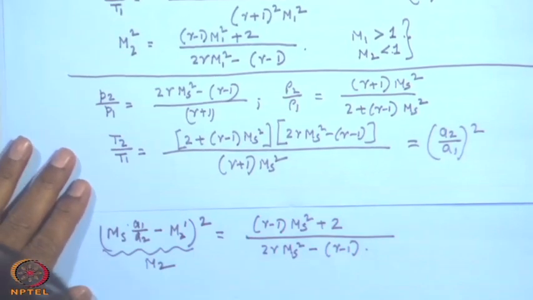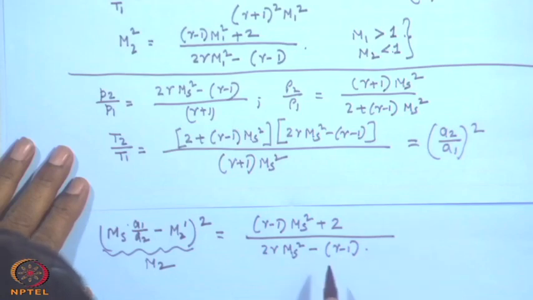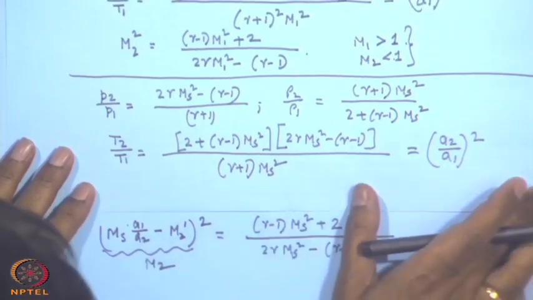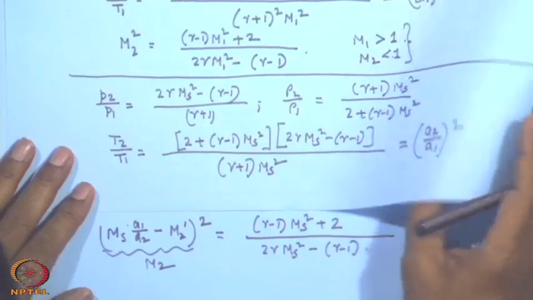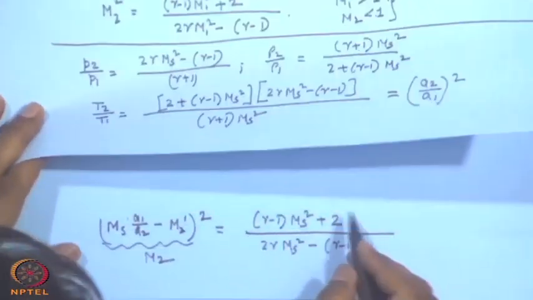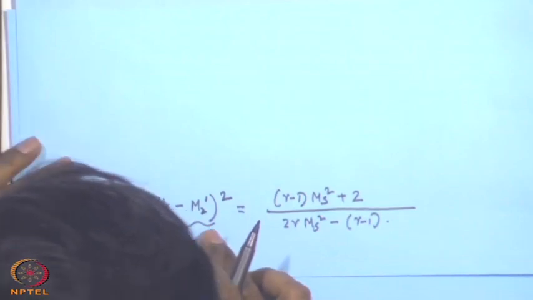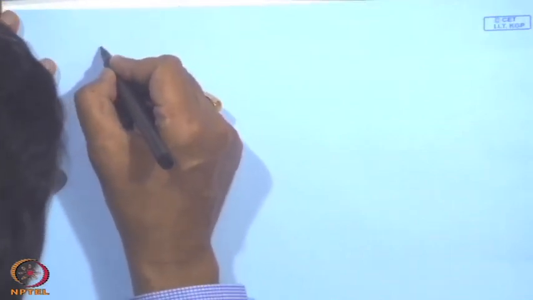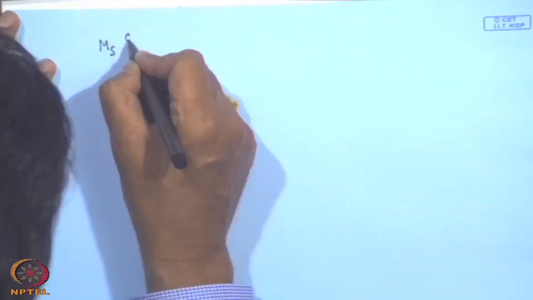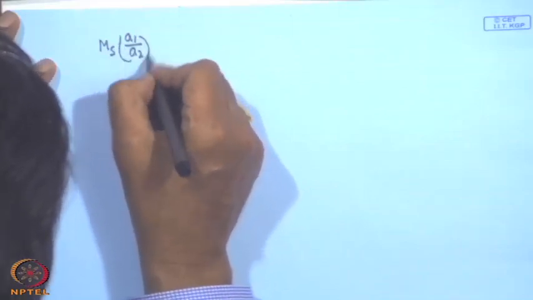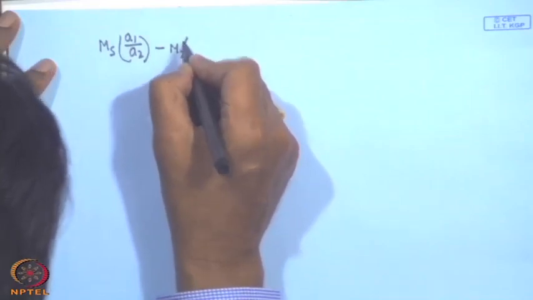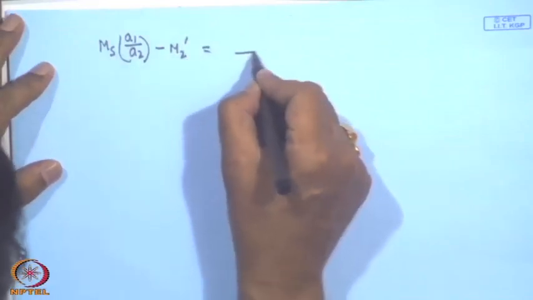Okay. Now, what happens if we take this equation and use A1 by A2, then we get a very important relationship of M2 dash. Let us do that. Now, let us write this equation again. You just remember this equation. This equation again I am writing: Ms A1 by A2 minus M2 dash. I take a square root and I write like this.